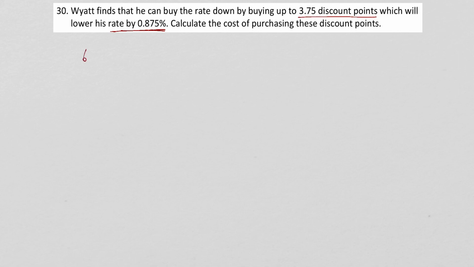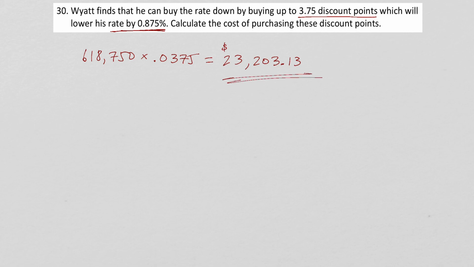So $618,750 that we're borrowing times 3.75% is going to be $23,203.13. Okay, so that's how much we're going to pay as an upfront fee to lower our percentage rate.